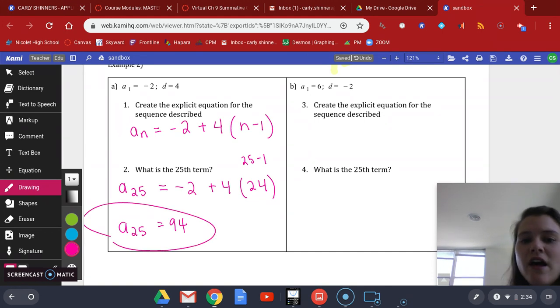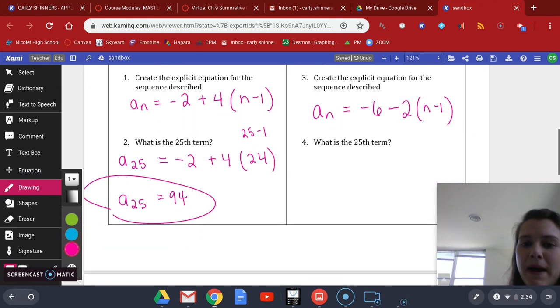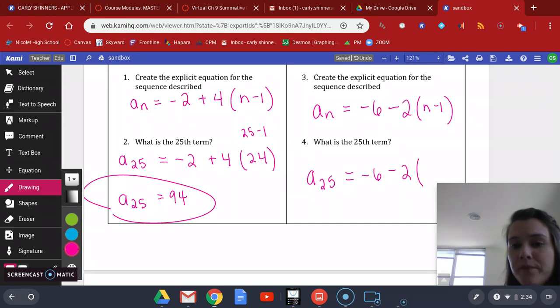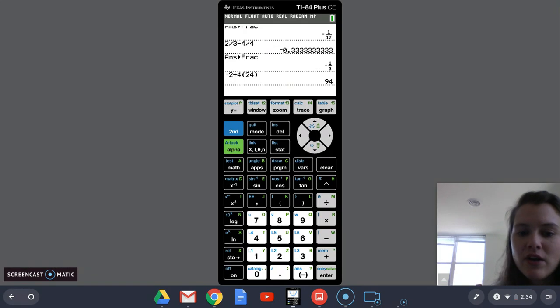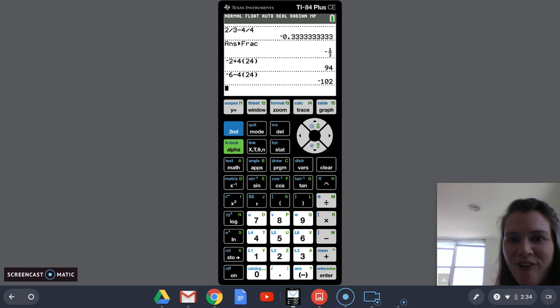Alrighty. Let's try another one. So the explicit equation is the first term plus the common difference times n minus 1. This common difference is negative, right? So we're subtracting each time. So again, the 25th term, a sub 25, negative 6 minus 2. To go from the first term to the 25th term, that's 24 spaces, right? 25 minus 1. You can write that out if you want. I just like to jump. So multiplying that by 24.